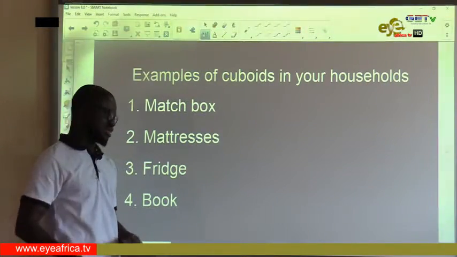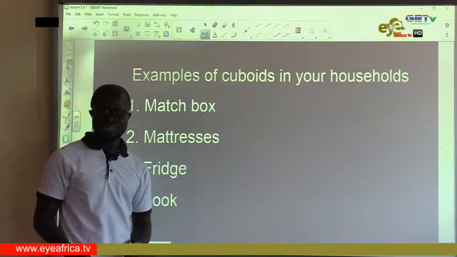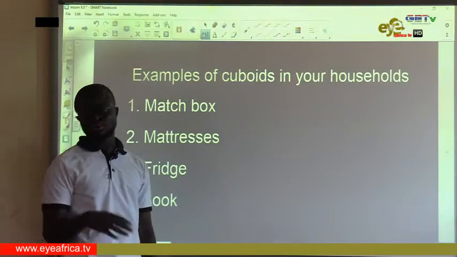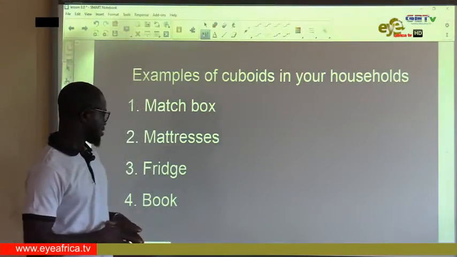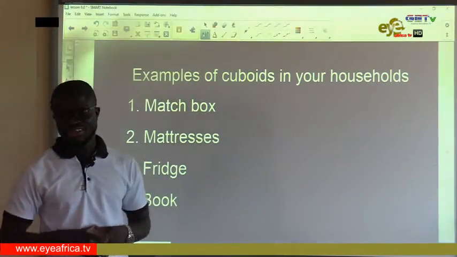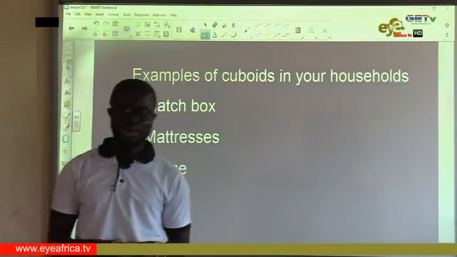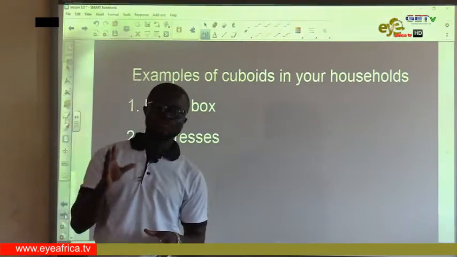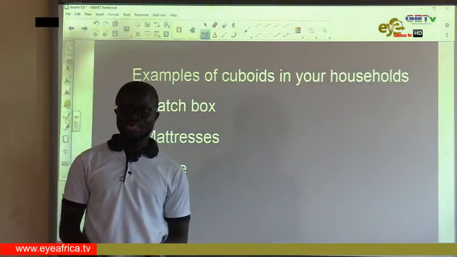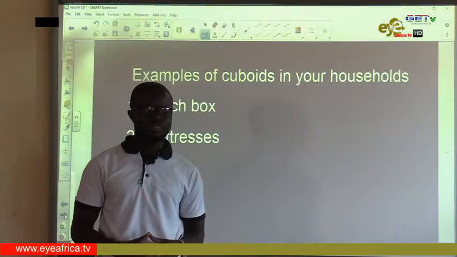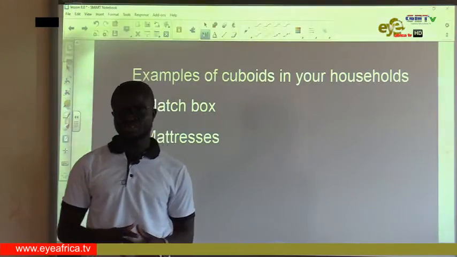You can always investigate based on the properties that I told you to tell whether it is a cuboid or not a cuboid. Example 3 is the fridge. If you look at the fridge, if you have any in your household, if you observe the fridge carefully, you will realize that it is also a cuboid because it is having the features or the properties of a cuboid.